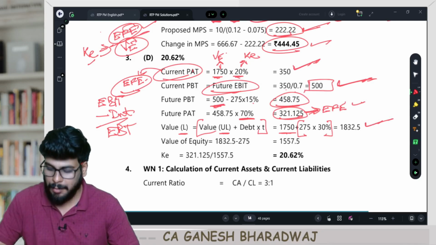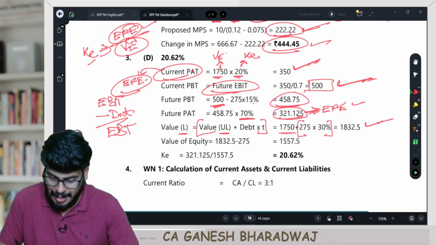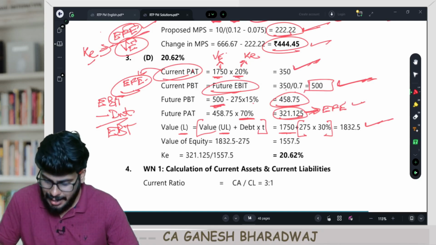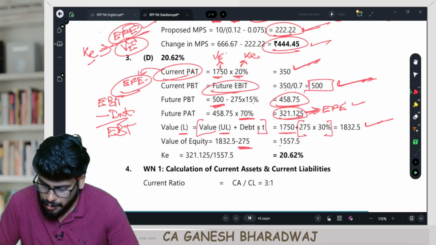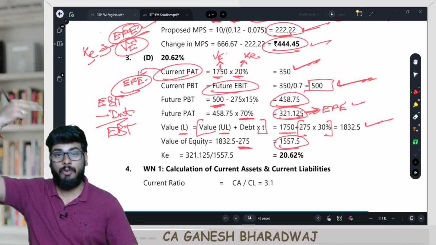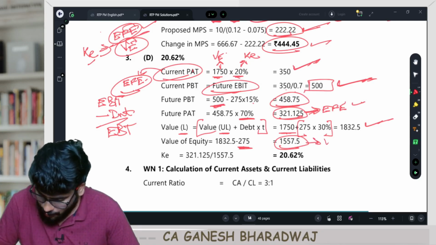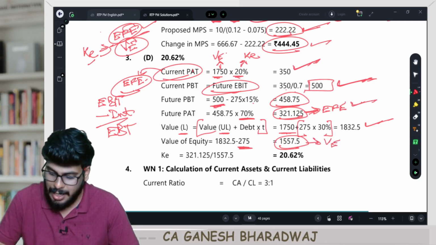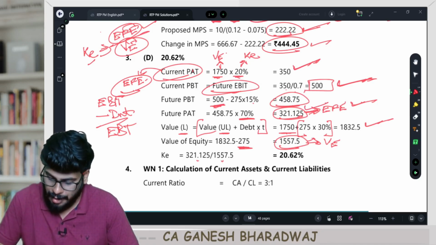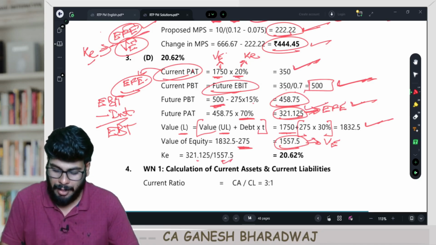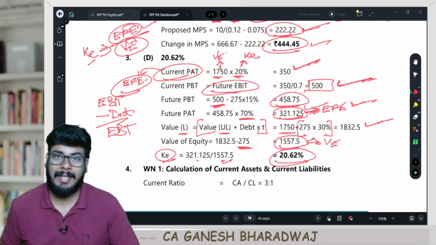So you get the value of the entire firm, a levered firm. The new value of the company is going to be 1832.5 lakhs, right? From the entire value of the firm, reduce the value of debt, which is given as 275 lakhs, you will get the value of equity. See how much reverse working is here, right? And finally, now you have the value of equity, now you have the earnings for equity upon value of equity, that is 321.125 divided by 1557.5 gives you the KE of 20. And that's about this question.